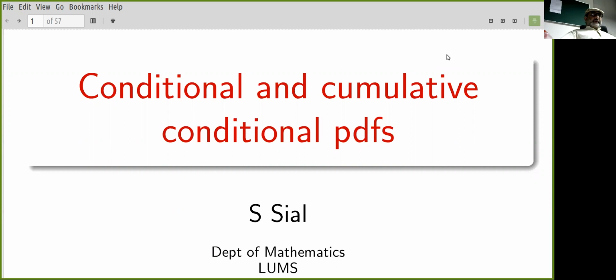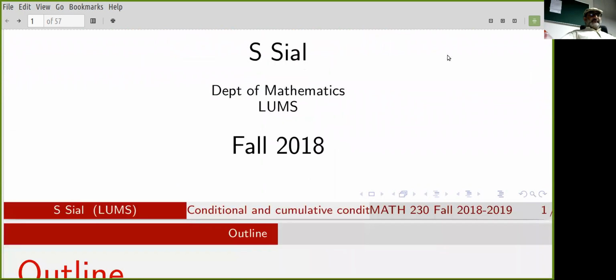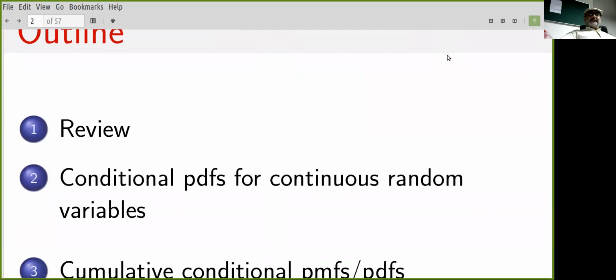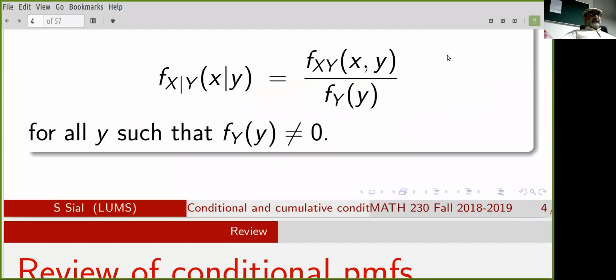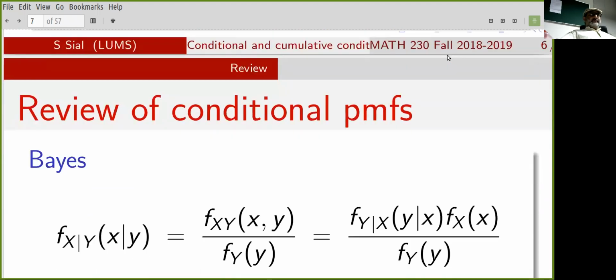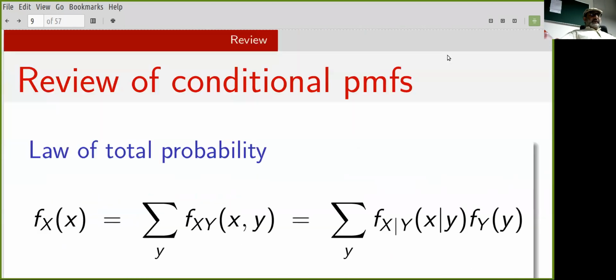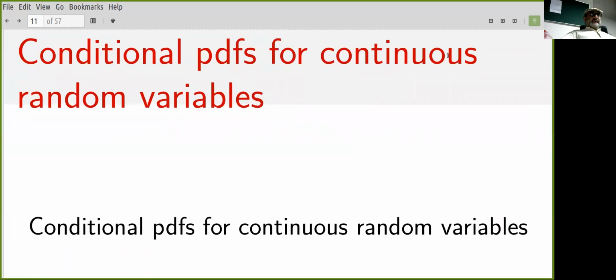In this session, we look at conditional and cumulative conditional PDFs. We didn't have a chance to do this during the semester, actually, but for the sake of completeness, we can cover it. So we've already done conditional PMFs for discrete random variables, and we would now like to do conditional PDFs for continuous random variables. Again, the results that we will see are analogous.